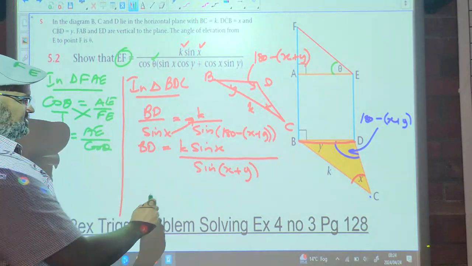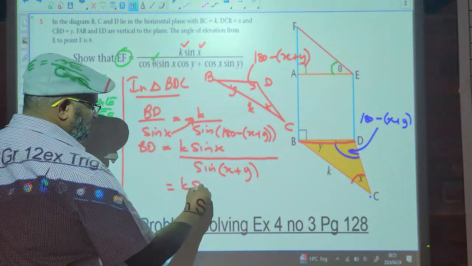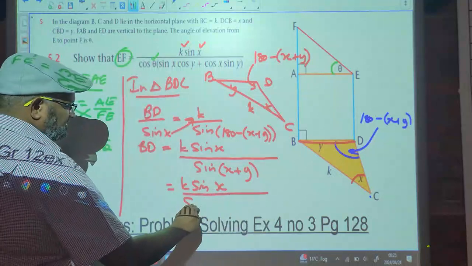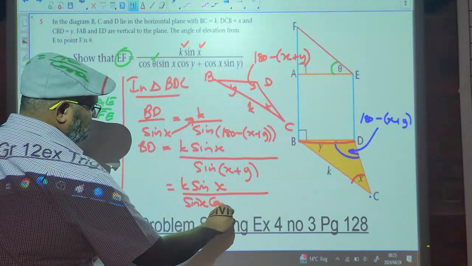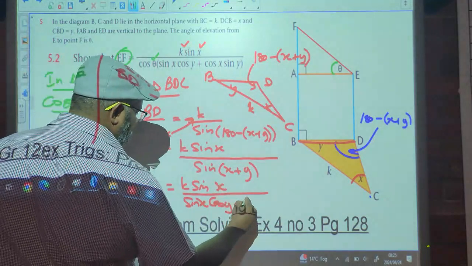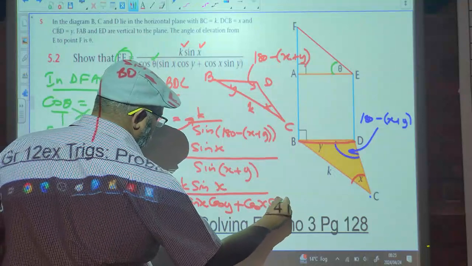So now we use a compound angle. So BD is going to be K sine X over sine X cos Y. Same sign or opposite sign? Same sign. Plus cos X sine Y.